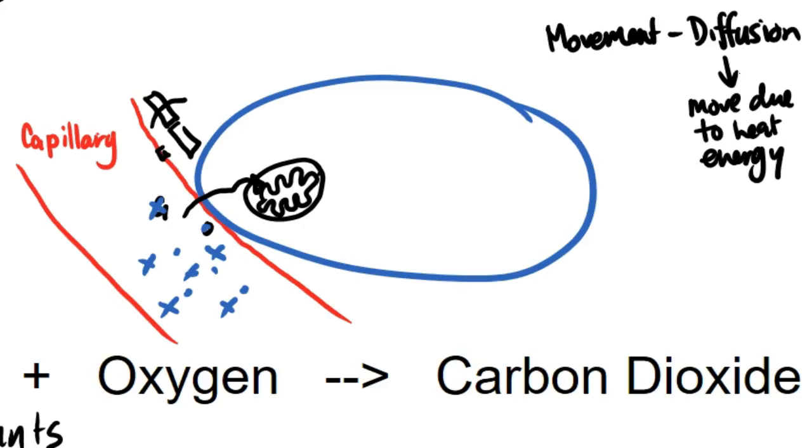So the rate at which these reactants get into the cell and into the mitochondria, that diffusion there is going to limit how fast that reaction can occur. If you don't have a lot of heat energy to allow those particles to move into the cell, then you're going to actually end up having a slower reaction. So heat is essential to diffusion, which is essential to getting the reactants to where they need to go.